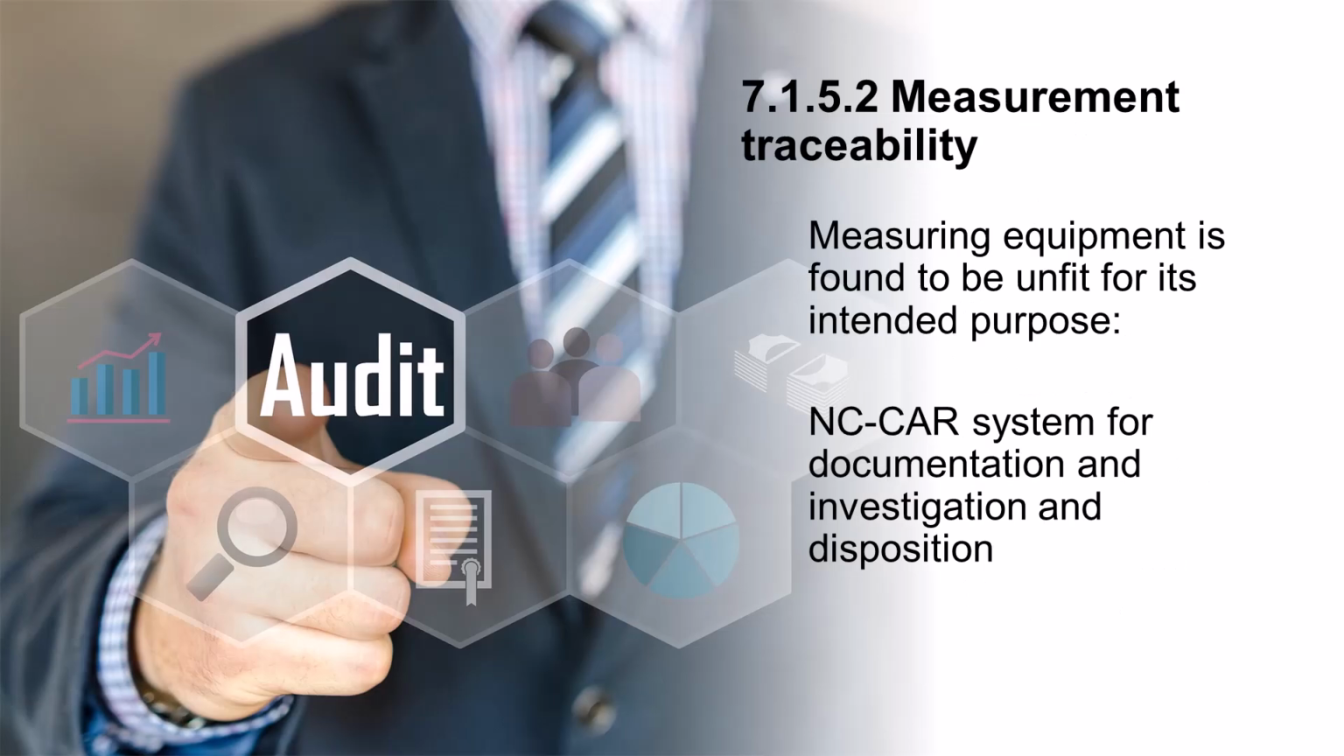Quite often when auditing, I see that despite the apparent value of addressing this requirement, companies do not show sufficient investigation to evaluate the impact on previous measurements when a measuring device was found to be out of tolerance. In fact, it is straightforward. You can use your NC CAR system to document such a nonconformity and investigation.